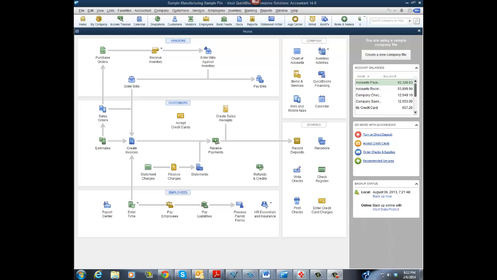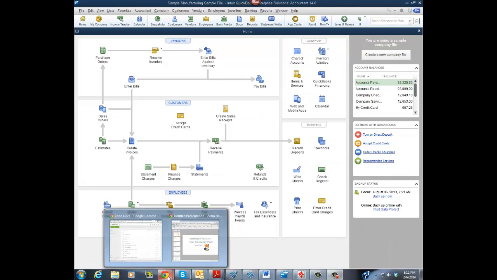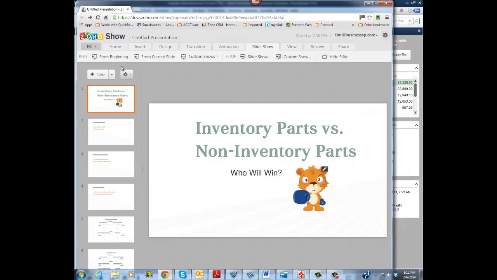Today, discussing the differences between inventory parts and non-inventory parts. This is a common area of confusion among QuickBooks users, and I hope to explain the differences a little bit. But before we actually get into QuickBooks, I want to show a little bit about how the items are used depending on the different roles in the company.